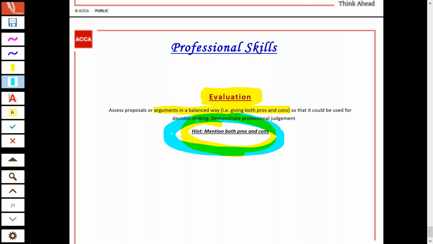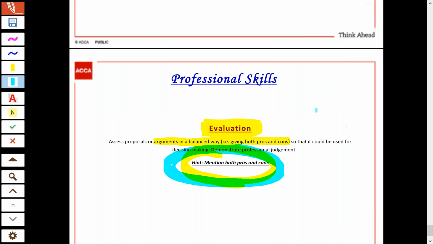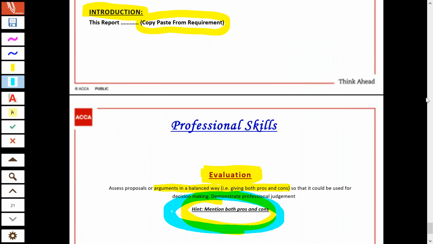So you don't really need to write anything extra or change the format of your drafting. All you need to do, if you want to score good marks in evaluation, is make sure that you give both pros and cons. Mention at least one con. If the case is full of pros, no need to mention equal quantities. Mention all the pros, but just make sure that towards the end you do mention one con or one risk or one disadvantage. Then you will get good evaluation marks.